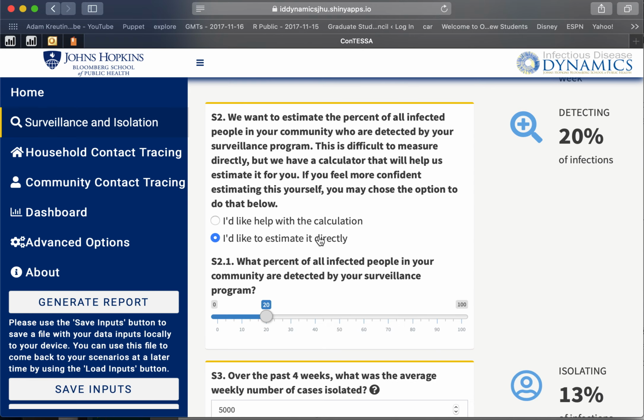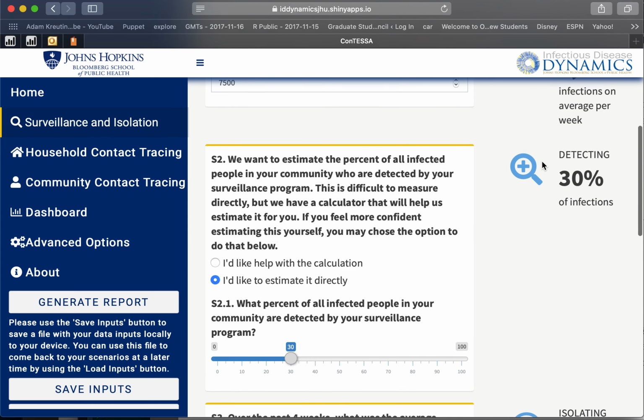Alternatively, you can estimate this directly. So if you have some survey data that gives you maybe seroprevalence or something that gives you some idea of what percent of infections you're detecting, you could estimate that directly. So for example, I could put in 30 to say that I'm detecting 30% of infections.